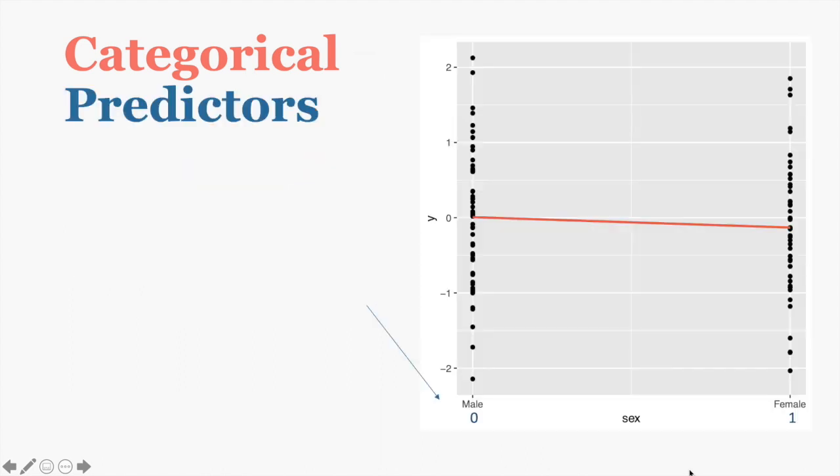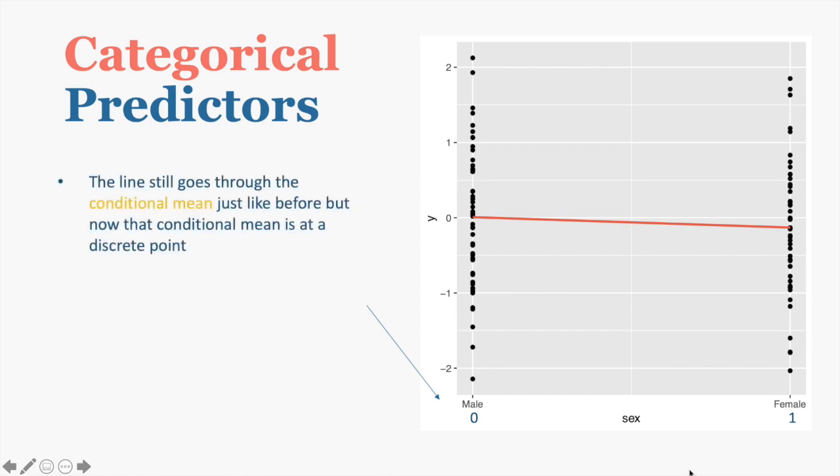So when it comes to the actual interpretation when you're using a categorical predictor, the line still goes through the conditional mean just like before, but now the conditional mean is at a very discrete point. Instead of having points between 0 and 1, now we just have points at 0 and points at 1. And at 0, these individuals are male, and at 1, these individuals are female. So this line is still going through the mean. This is the mean for males right here, and this is the mean for females.